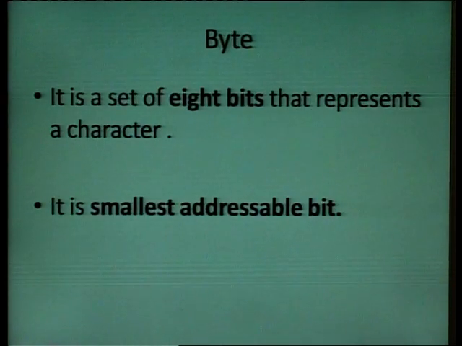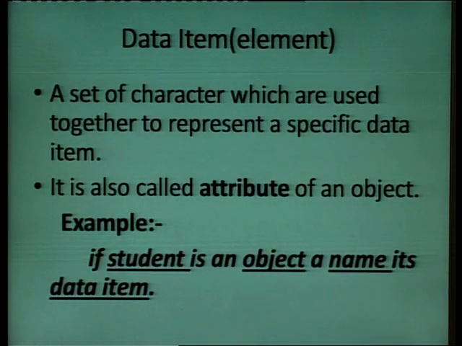So bytes, you know very well, is a set of 8 bits that represent a character. Is it clear? That is the smallest addressable unit. So data items, or you can say elements, are a set of characters which are used together to represent a specific data item.